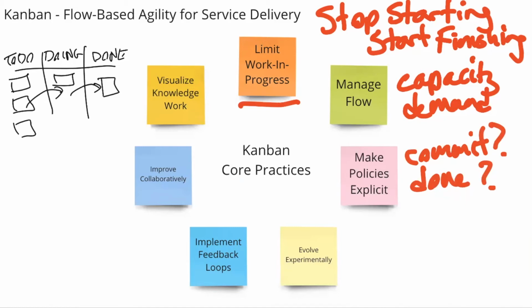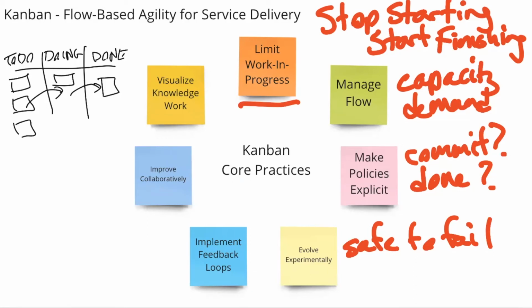Evolving experimentally is essentially the concept of safe to fail improvement experiments. We want to evolve in such a way that we run an experiment, we test our hypothesis, we use real data, and we can easily roll back if for some reason our experiment isn't actually successful.